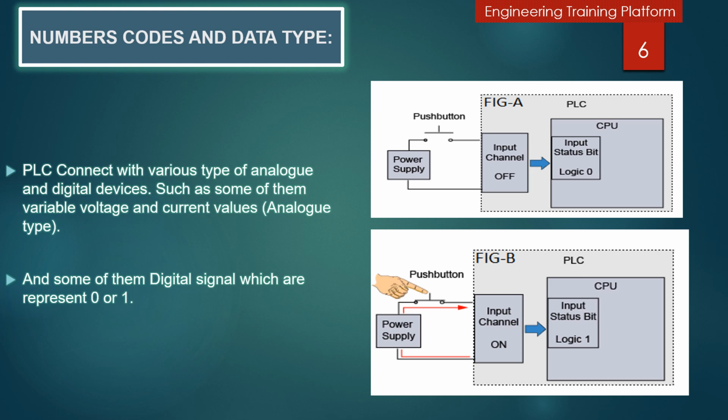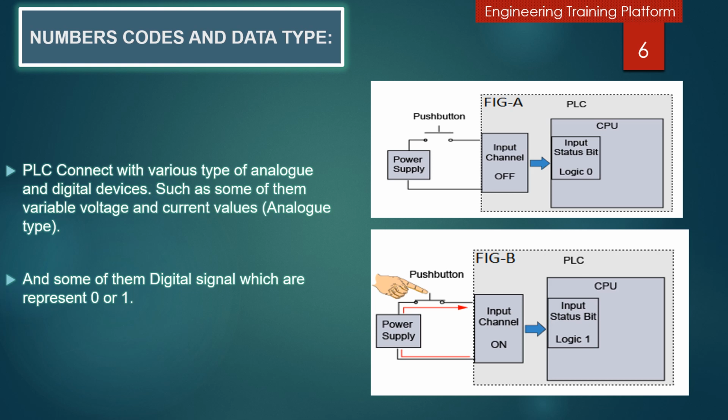I already explained this here in the picture with power supply, input channels and input status bit. The power is supplied to one side of the push button. This push button is an input device. The input channel status is 0, off, and the input status bit is logic 0, which is indicated inside the CPU.